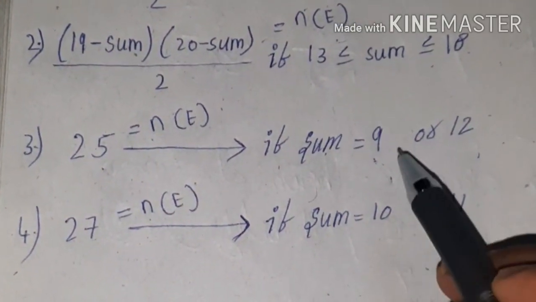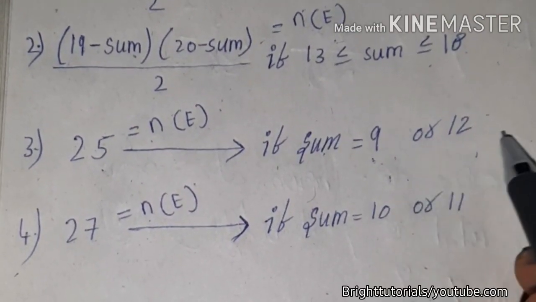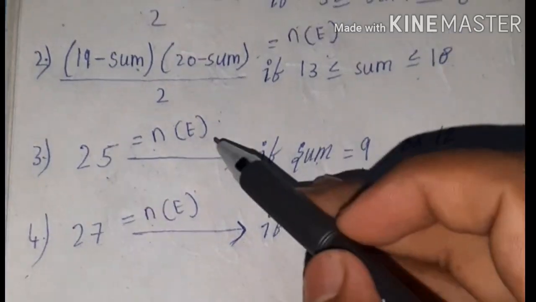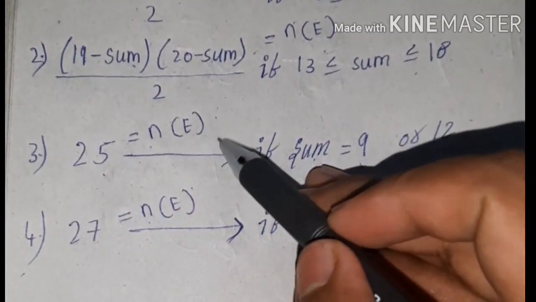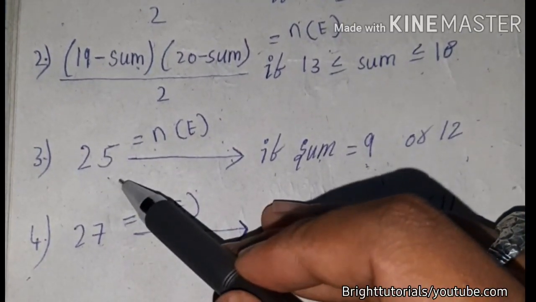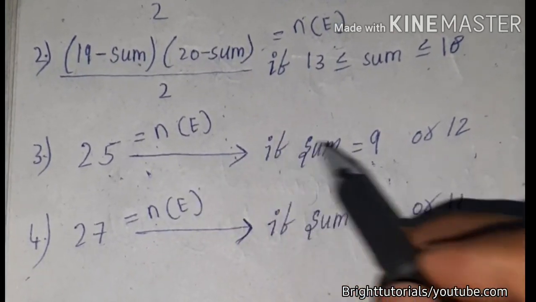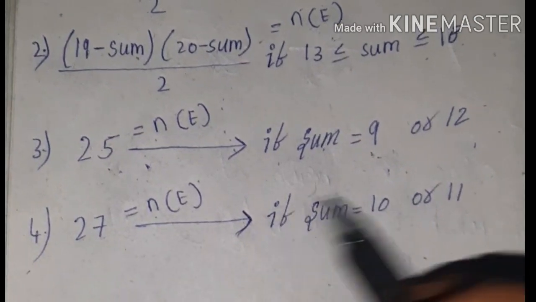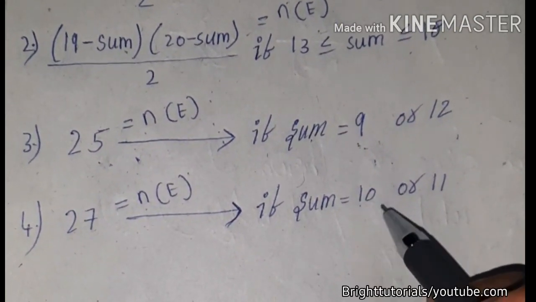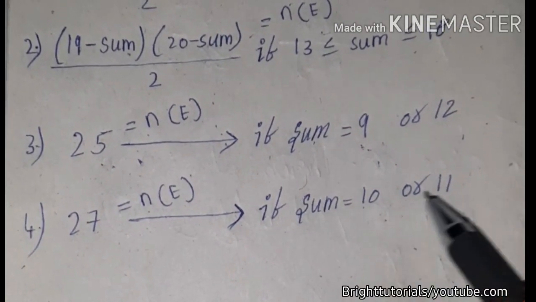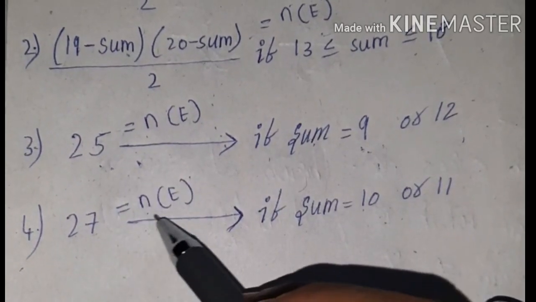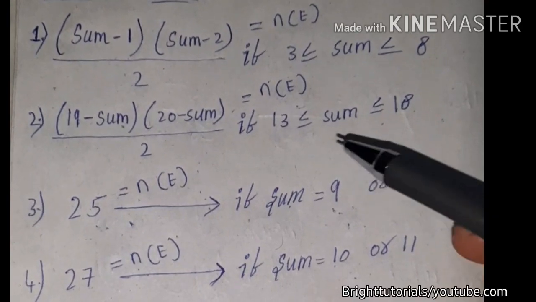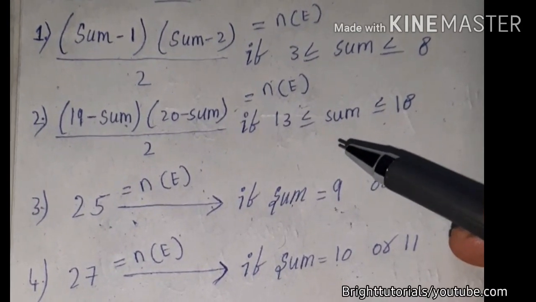If in the question they have given the sum value as 9 or 12, then you should directly substitute the value of N of E as 25. You don't need to solve for N of E any further. You can directly substitute the N of E value as 25 whenever the sum is 9 or 12. Whenever the sum is given as 10 or 11, you can directly substitute the value of N of E as 27. So by using these tricks you can easily solve all the 3 dice probability questions.